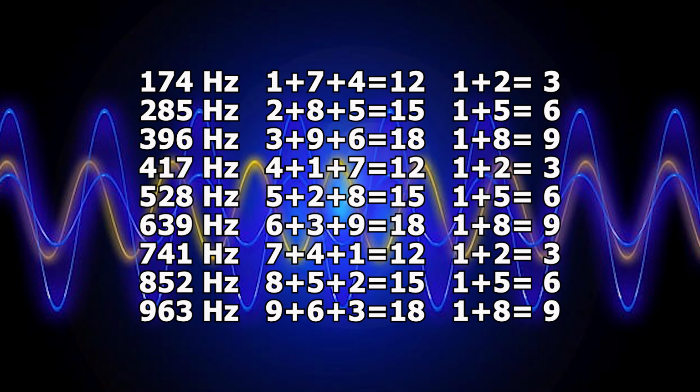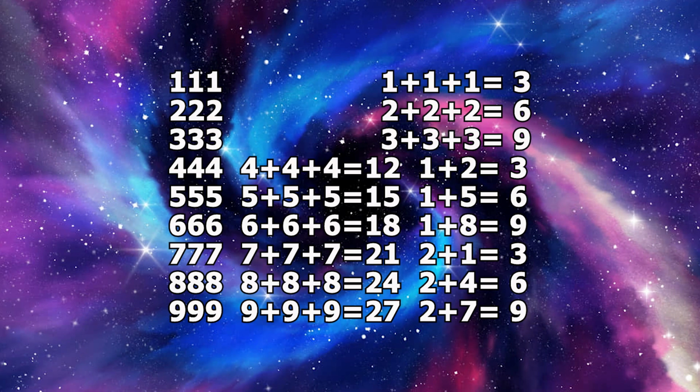Another example is the solfeggio frequencies. These are frequencies that are really good for us to be listening to. They have these positive effects on our energy and vibration. And as you can see, the digital root of the solfeggio frequencies reveals the pattern 369, 369, 369. Now it's the same with the angel numbers. So we have angel numbers, which are 111, 222, 333, and so on. And as you can see, it also shows the pattern 369, 369, 369.